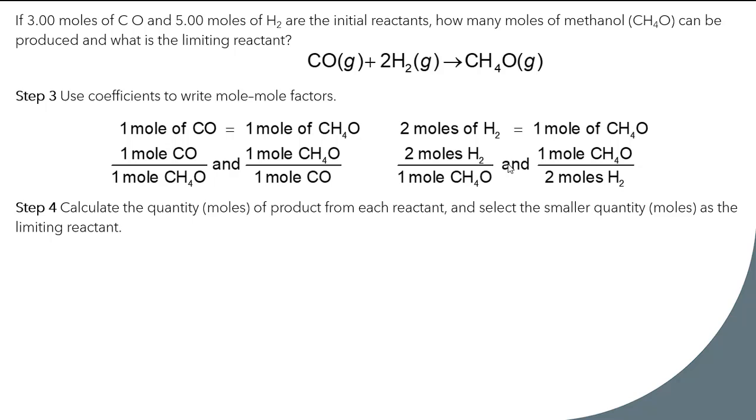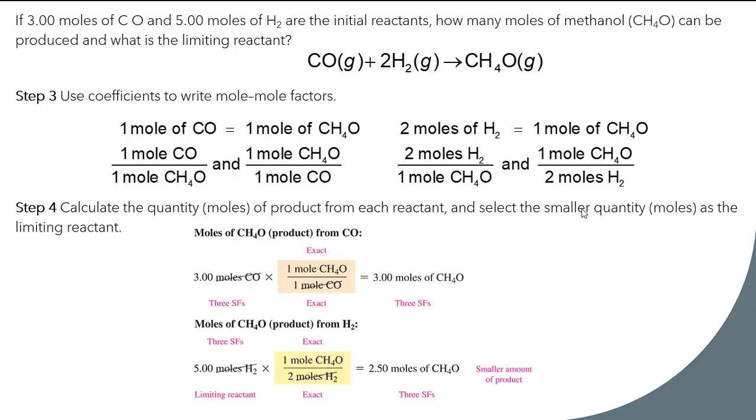Okay, the next step then is to calculate the quantity in moles of product from each reactant. We're going to do this one at a time, assuming the other reactant is in excess. Once we have calculated how much product can be made from that reactant, assuming the other is in excess, then we select whichever one is the smaller product forming reactant, and that is our limiting reagent. So doing that, start with what you're given for carbon monoxide.